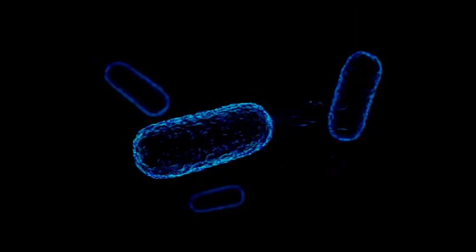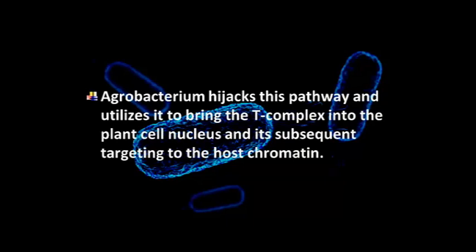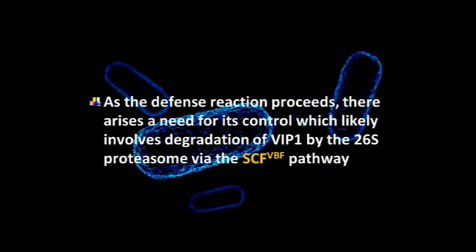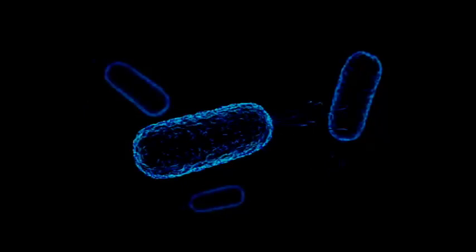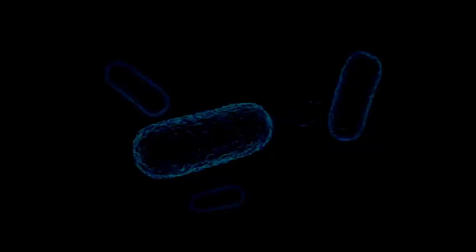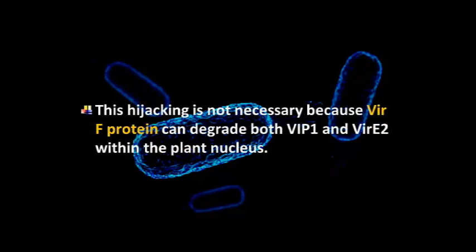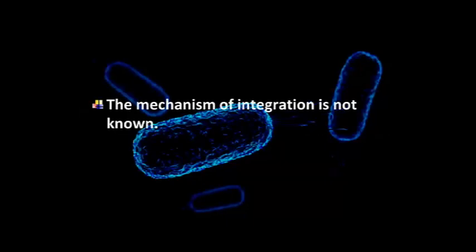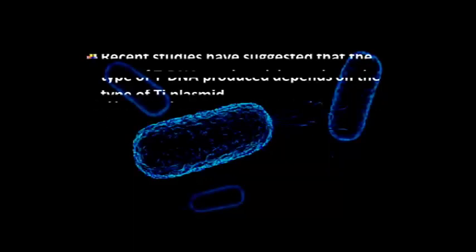The system is now hijacked by Agrobacterium. The T-DNA enters the nucleus and the phosphorylated VIP1 and Vir-E2 get dissociated from the T-DNA. This dissociation is initiated by Vir-F. Vir-F is a ubiquitin ligase, and Vir-F adds a ubiquitin tag on Vir-E2 and VIP1, and they are subjected to 26S proteasomal degradation. The free T-DNA is now integrated into the plant genome via an unknown mechanism.